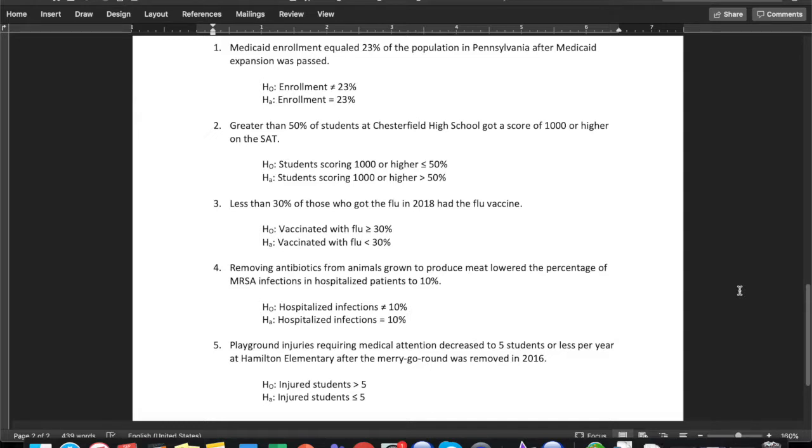Playground injuries requiring medical attention decreased to 5 students or less per year at Hamilton Elementary after the merry-go-round was removed in 2006. So injured students greater than 5, or injured students less than or equal to 5. Five students or less, so that's where that's coming from. So hopefully that helps. Keep track of the time.